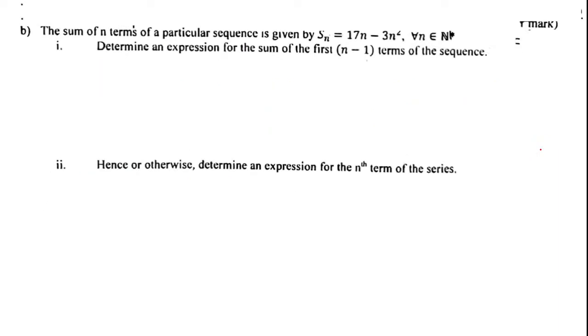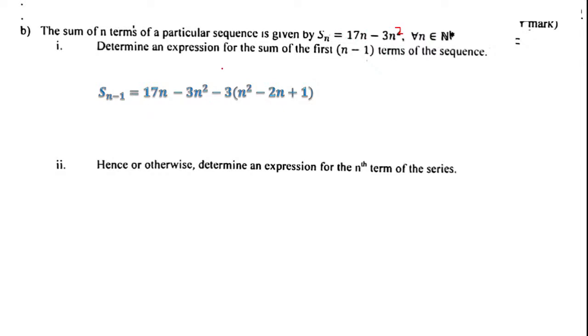Right, the sum of n terms of a particular sequence is given by Sn equals 17n minus 3n squared. For this paper, go to GCE mathspanel.blogspot.com and you find it there. Now, sub 1, determine an expression for the sum of the first n minus 1 terms of the sequence. So for the sum of the first n minus 1 terms, we will just replace n by n minus 1. Okay?